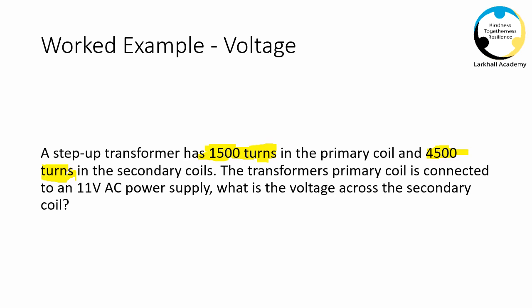In the secondary coil, the transformer's primary coil is connected to an 11 volt AC power supply. Okay, so 11 volt AC power supply. I'm going to come back and highlight that in a second. What is the voltage across the secondary coil? That's what we're looking to calculate. So there's 4 pieces of information that we need for our equation.